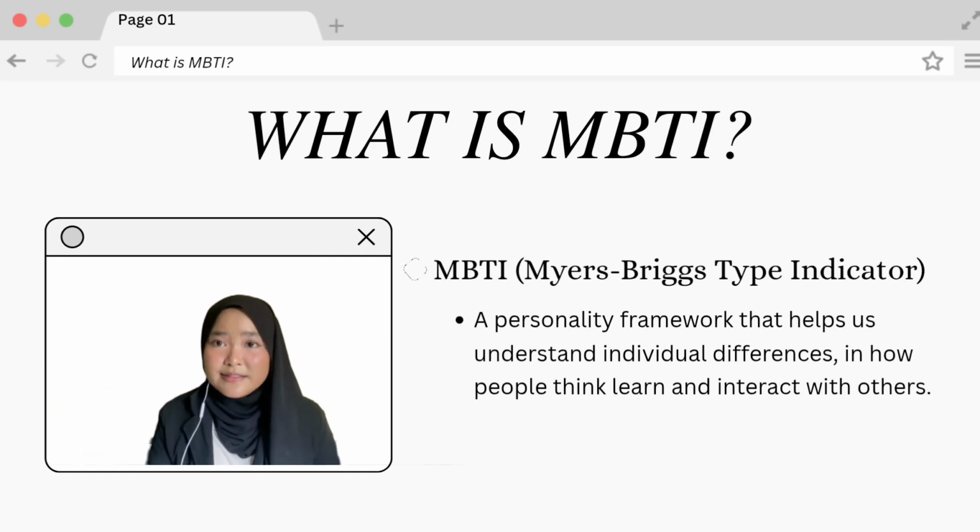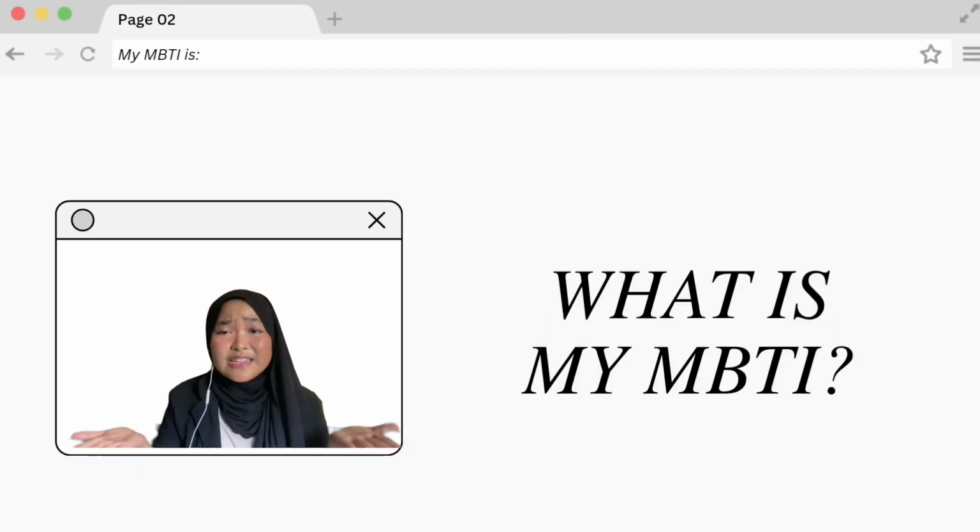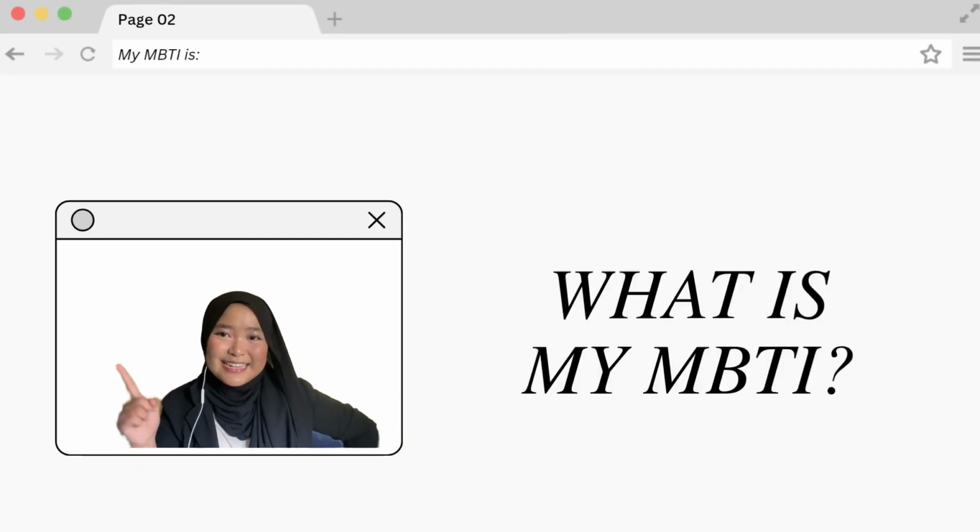By understanding MBTI, we become more aware of our strengths and weaknesses, especially for me as a future teacher and also a student. Now, what is my MBTI? My MBTI is ENTP.